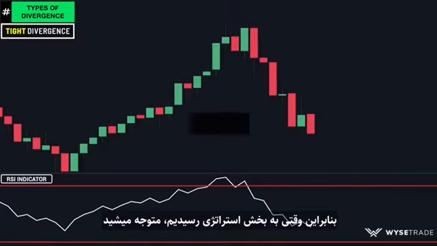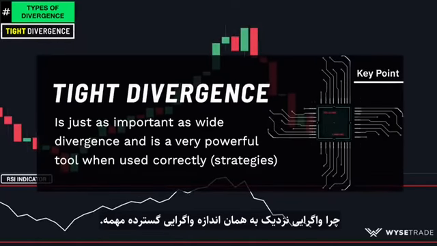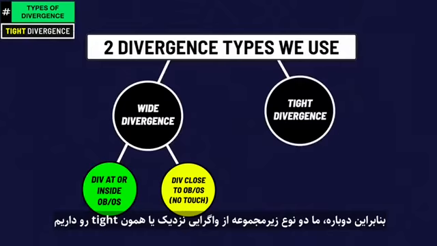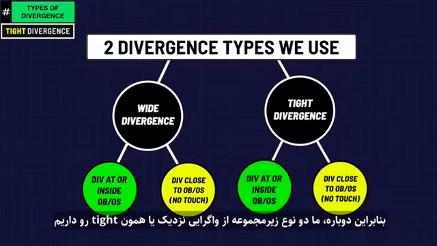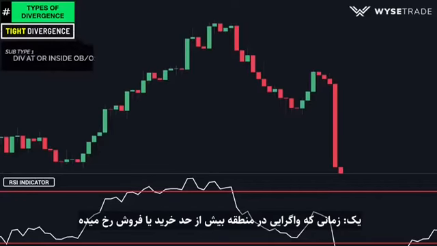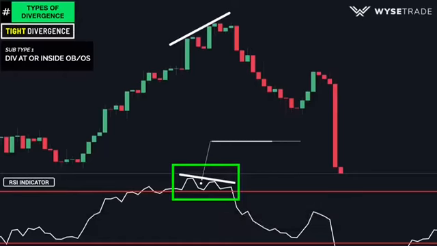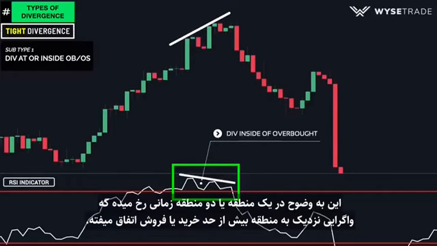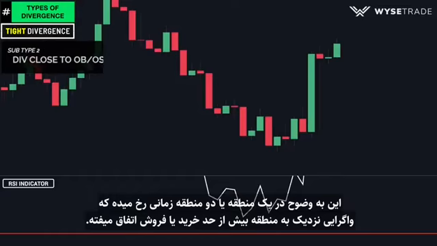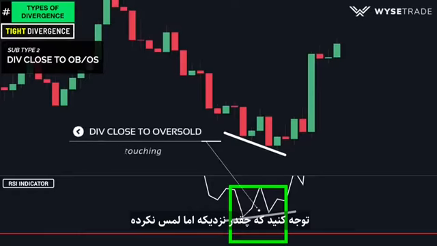So when we get to the strategies section, you'll understand why tight divergence is just as important as wide divergence. So again, we have the two subtypes of tight divergence, which is 1. When the divergence occurs at or inside of the overbought or oversold region. This is clearly occurring in the region. Or 2. When the divergence occurs close to the overbought or oversold region. Notice how it's close but not touching.